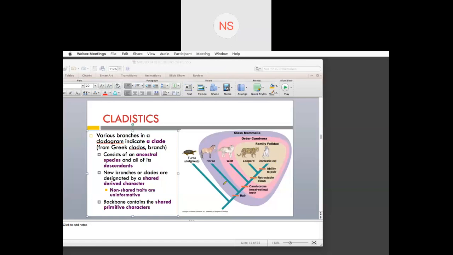Okay, no problem. So again, a cladogram can look into phenotype and genotype. For the sake of this cladogram, we are just using phenotypic characters, so it is more observable. Okay? What else? Okay, so the backbone contains the shared primitive character.